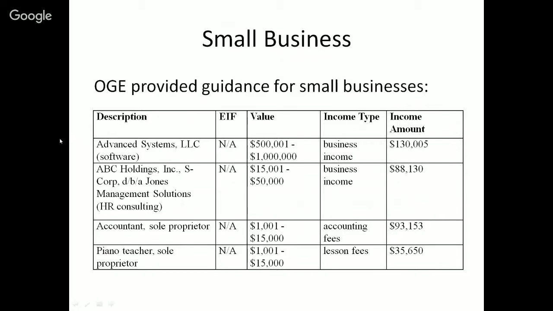We'd also like filers to indicate how the business is organized, whether it's an LLC, an S corporation, a sole proprietorship. That should also be included in the description field. And as you can see on the screen, the guidance follows other standard value, income, and income amount guidance.